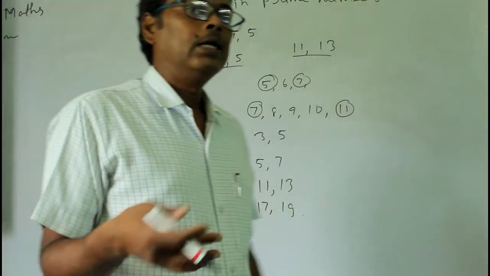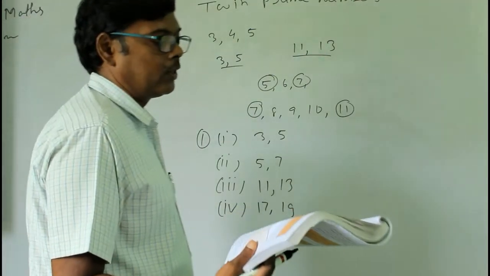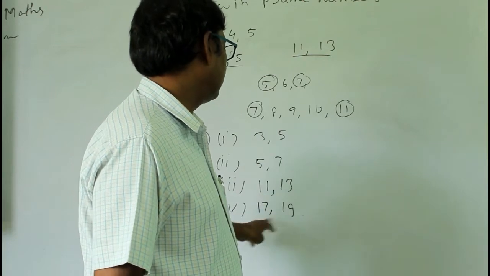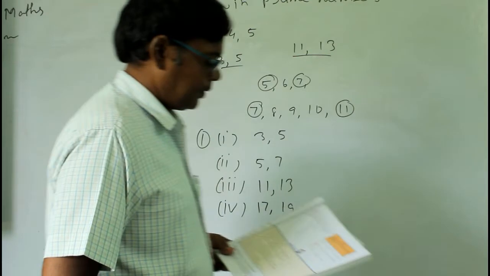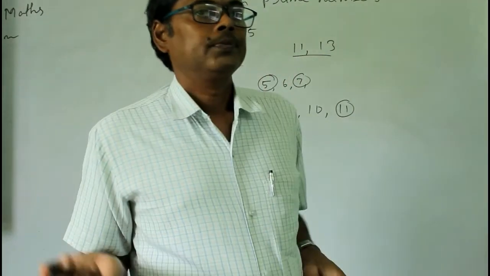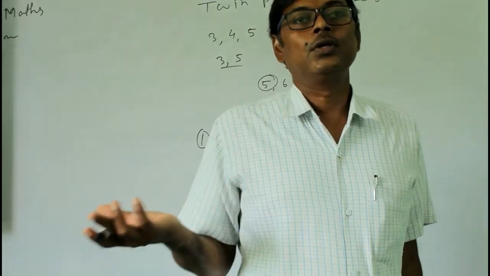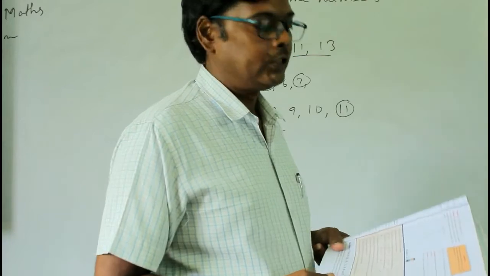You have many more pairs, but these are the 4 pairs because here we apply only 4 pairs. Okay, so 3, 5, 5, 7, 11, 13, and 17, 19. So these are the 4 pairs of twin prime numbers. Okay, you have to remember the definition. If you don't remember the definition, then you will be confused. So first thing is that you must learn the definitions.